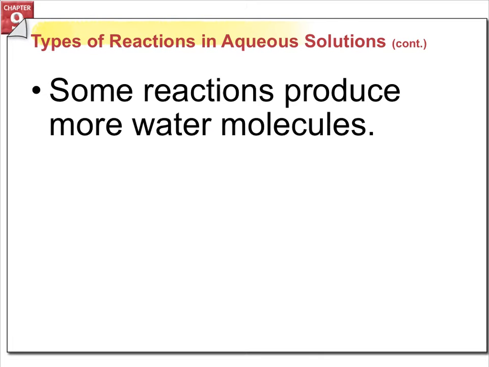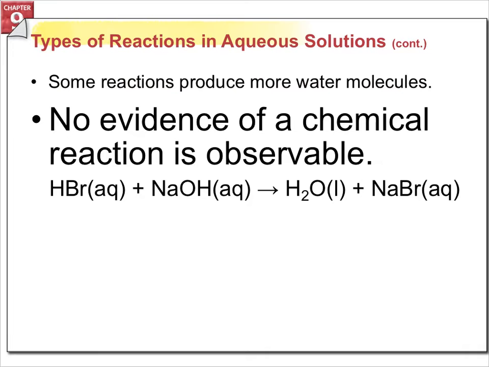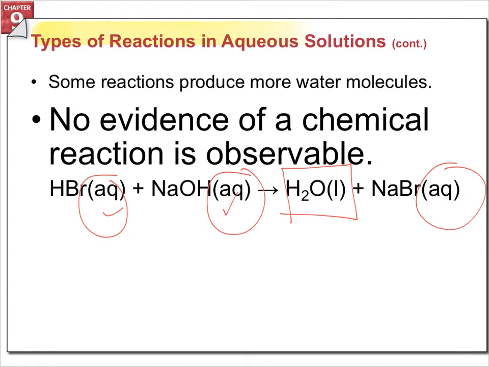Some reactions produce more water molecules, and some of you saw that in the examples you came up with for your double replacement reactions, where one of your new products was water. When this happens, there's often no evidence of a chemical reaction, because this is happening in an aqueous solution, so it's already in water, and this is aqueous, and then we make water, and this is aqueous. So we really aren't seeing what's happening because we have water, water, water, and more water is being formed.